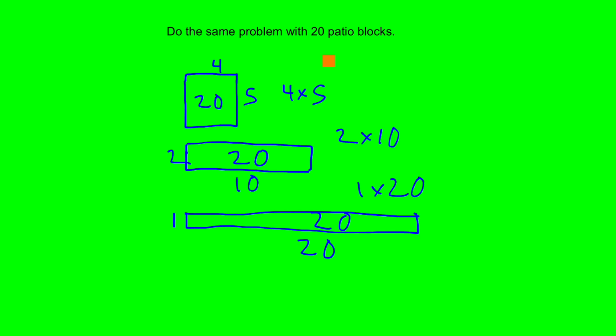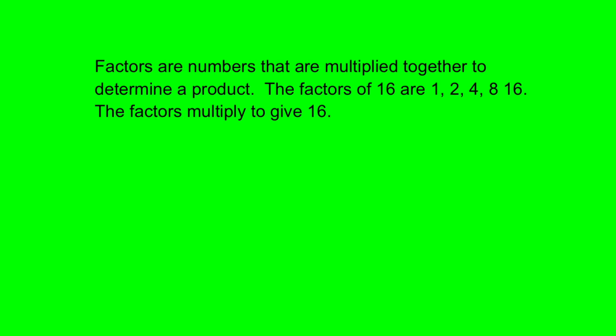And that's sort of what I was hoping the kids would find. They would find all the numbers that multiply to 16 and all the numbers that multiply to 20. And what we did today is we talked about how those numbers that we just found are called factors. Factors are numbers that are multiplied together to determine a product. A product is an answer to a multiplication question. So the factors of 16 are 1 times 16, 2 times 8, and 4. We only would have to put the 4 once because it's 4 times 4. The factors multiply to give 16.